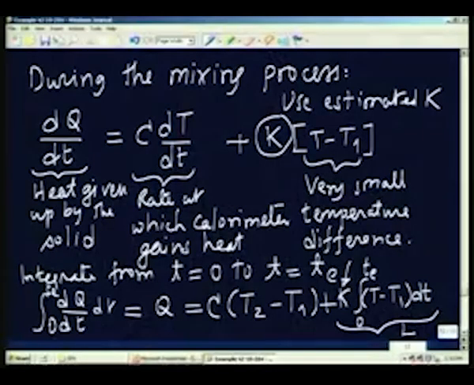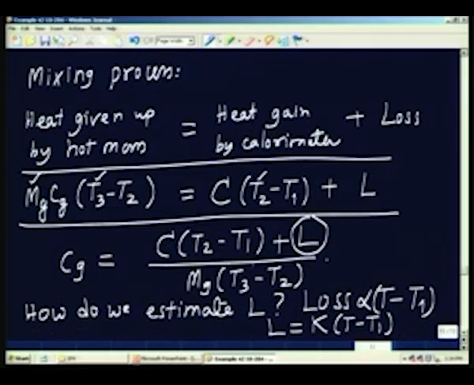The left hand side is q, and this integral multiplied by k is nothing but the loss. If I go back to the earlier expression and substitute for L here, this integral k multiplied by the integral of T minus T1, I put it here and I get the value of the specific heat of the glass beads in this particular problem.